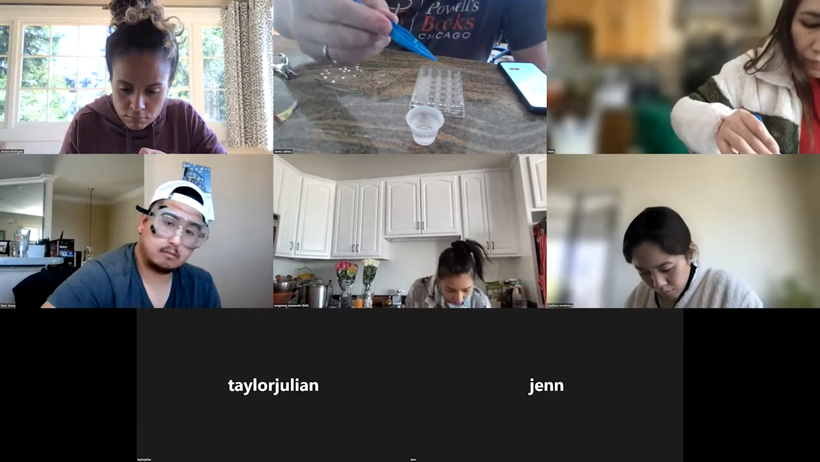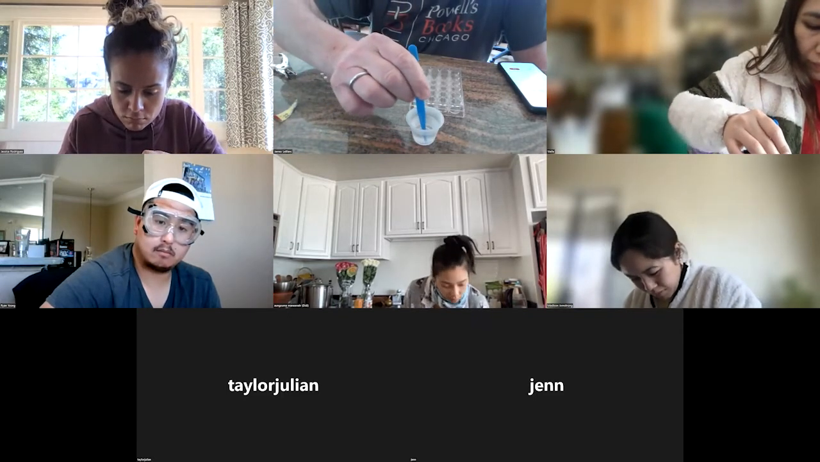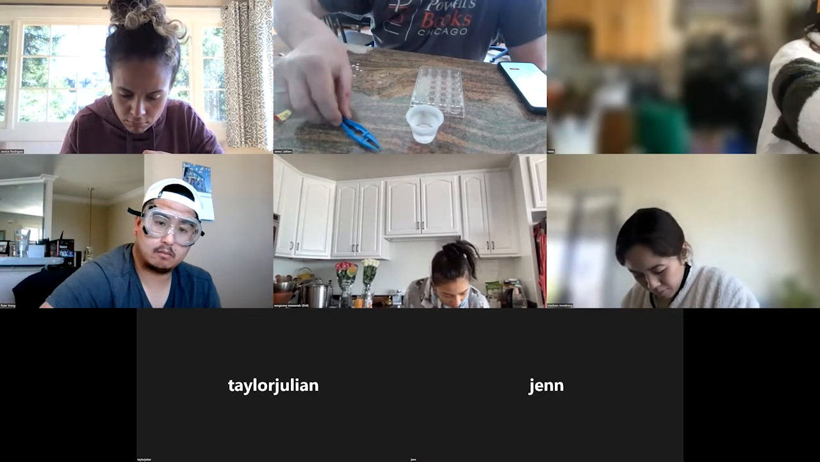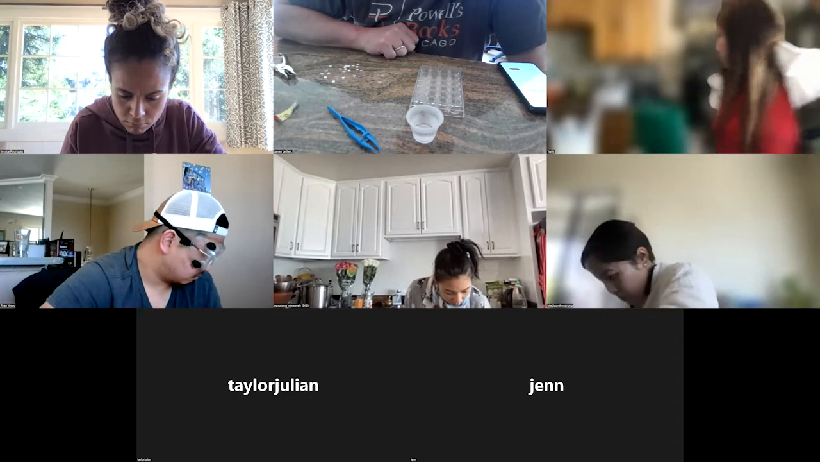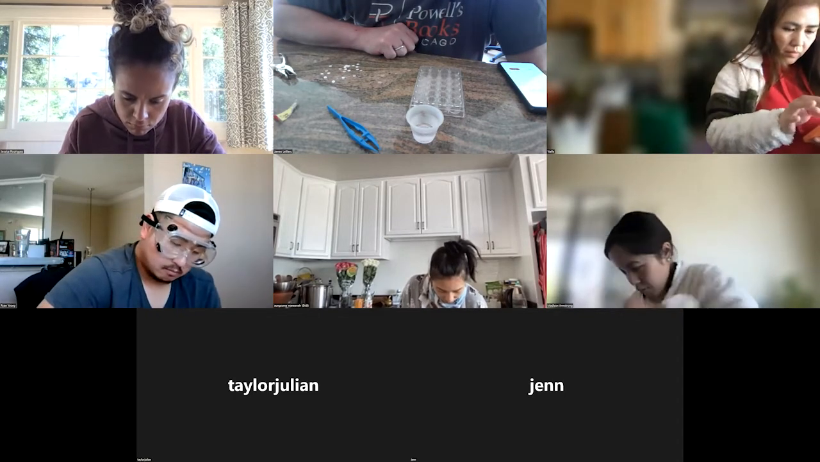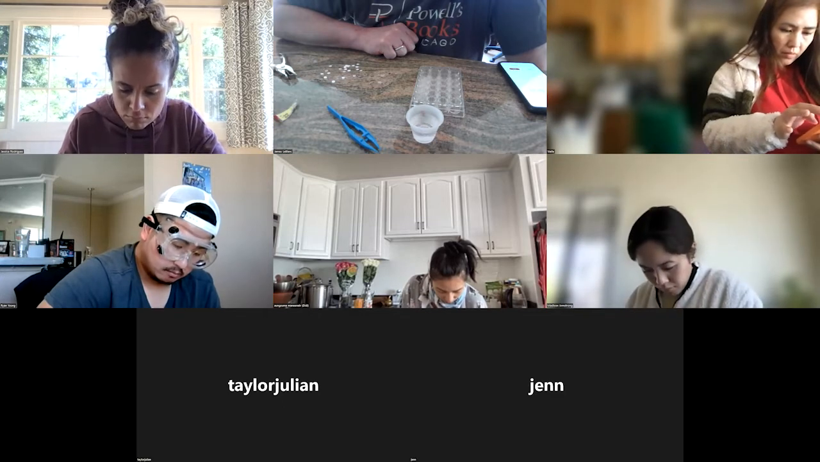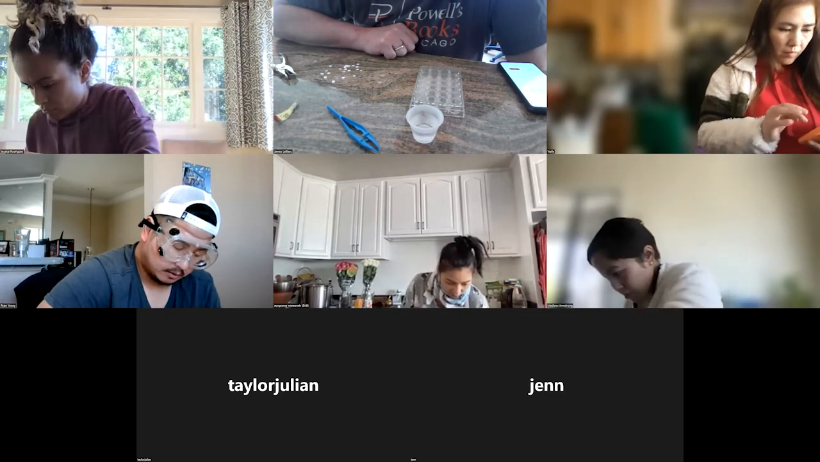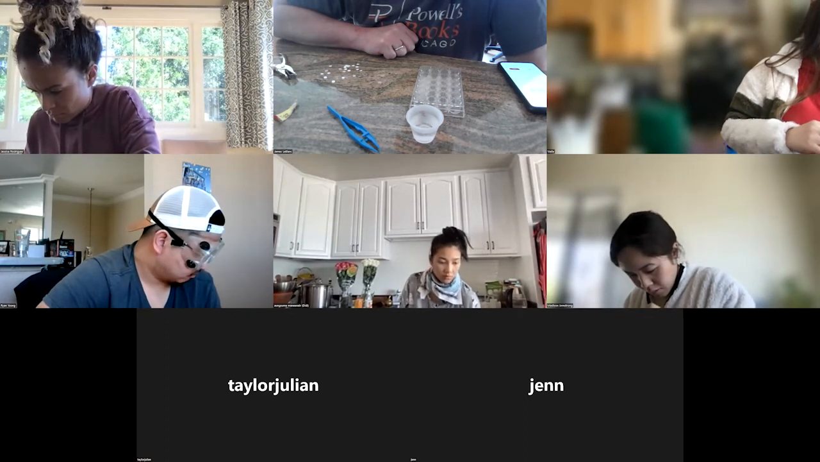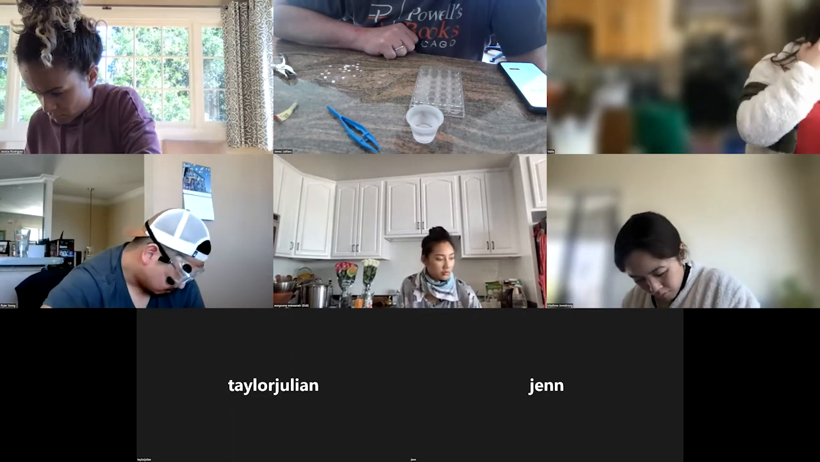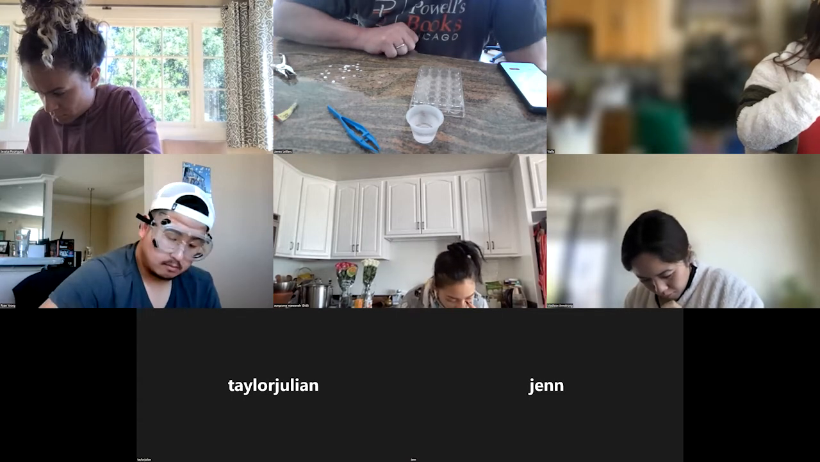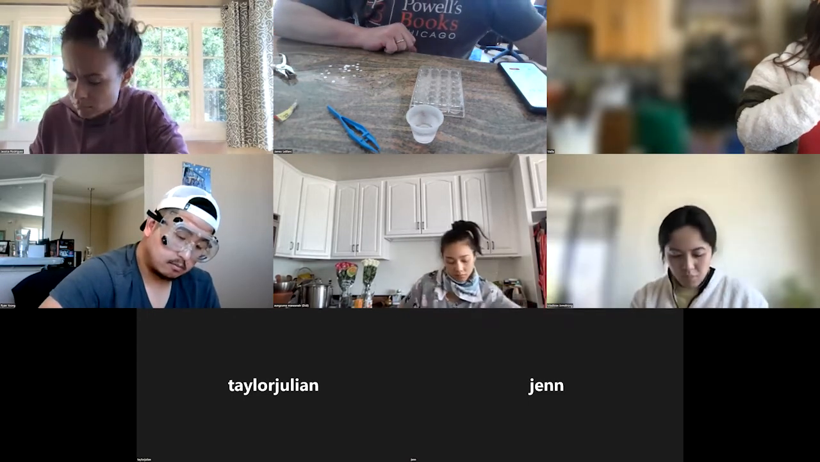I want to make sure it's not stuck to the bottom. Nope, it can move. Okay. Two minutes. Man, it's taking forever. This may be in millimeters per minute rather than millimeters per second.